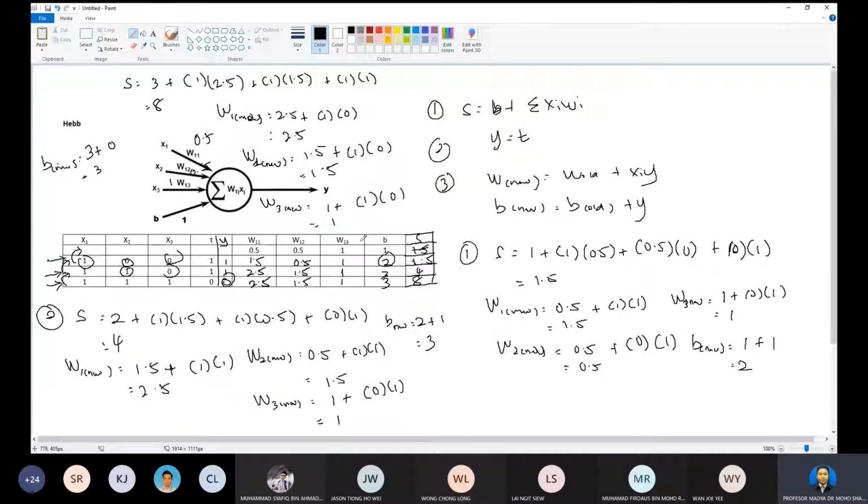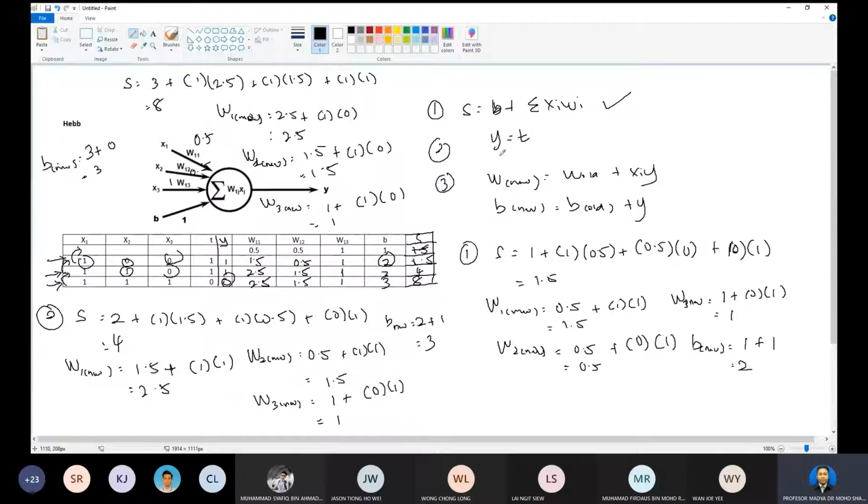So that is for the Hebb. Let me repeat again. The first step is to calculate the net input, though for some questions you don't need to calculate, it is straightforward, you just add the weight and bias. But here you can calculate it, similar to this one. I put another column to calculate the S here. The standard is you calculate the net input S, and then you do some comparison.